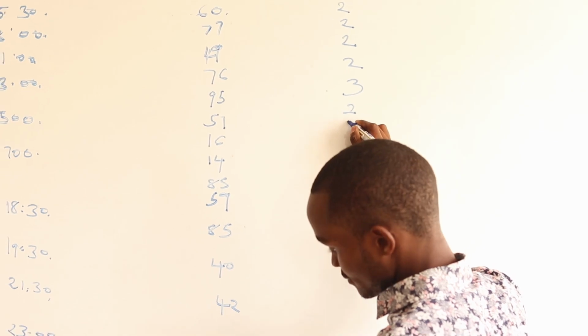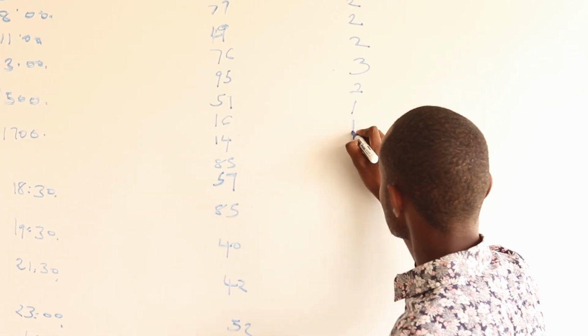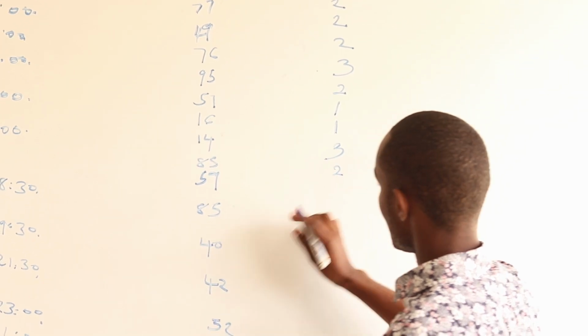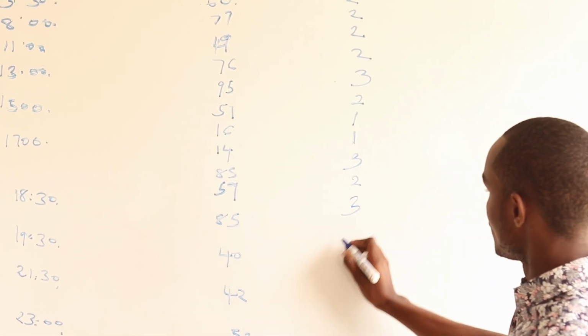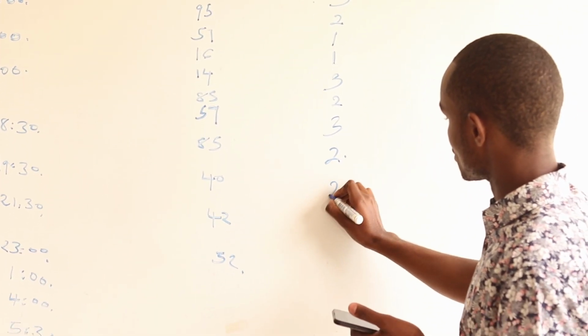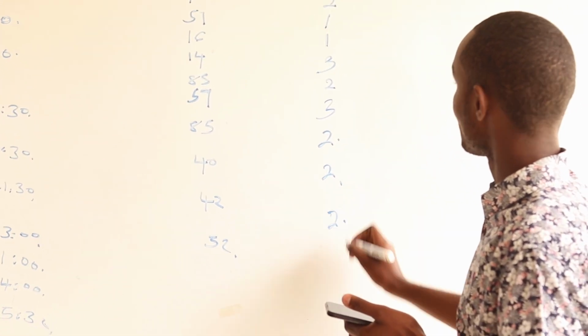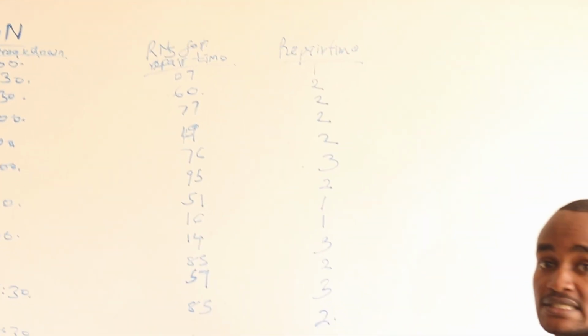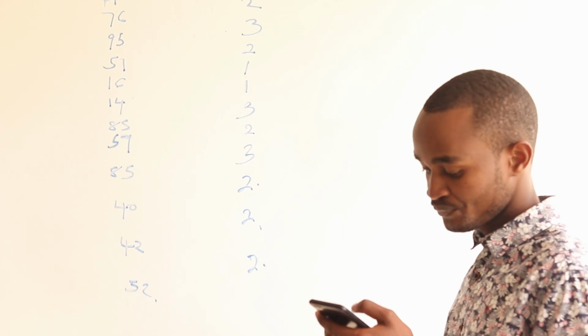16 will be 1. 14 will be 1 also. 85 will be 3. 59 will be 2. 85 will be 3, 40 will be 2, 42 will be 2, and 52 will also be 2. So these are the approximated repair times for the machines when they break down.